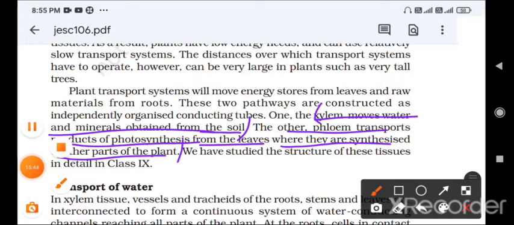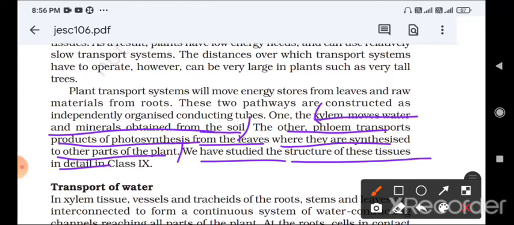The phloem will transport the products of photosynthesis from the leaves, where they are synthesized, to other parts of the plant. We have studied the structure of these tissues in class 9th, including the types of phloem and the parts of the xylem. We will study them in detail in 9th standard.